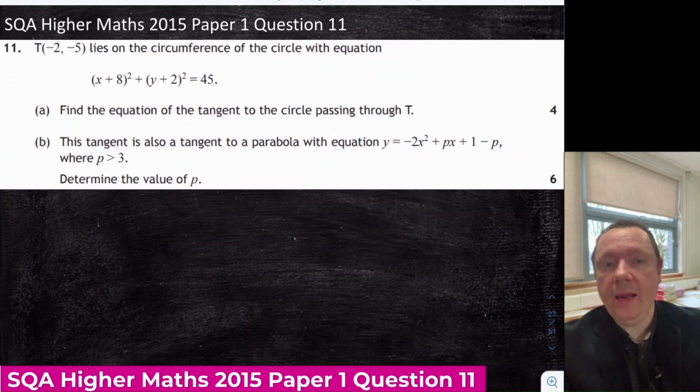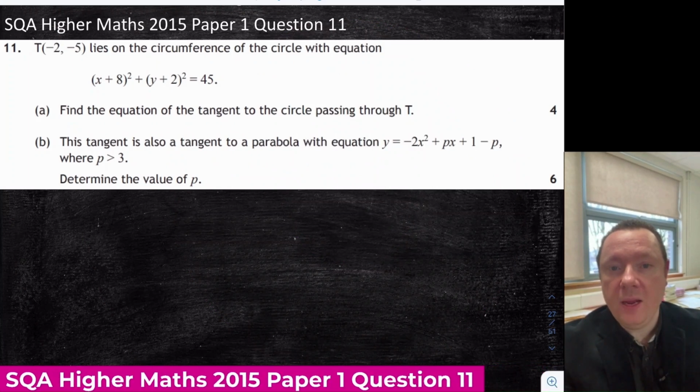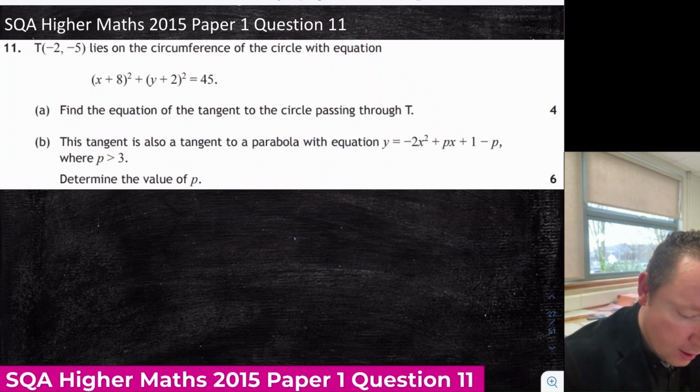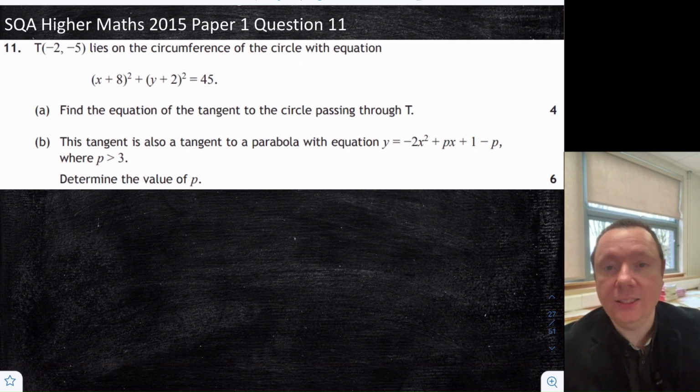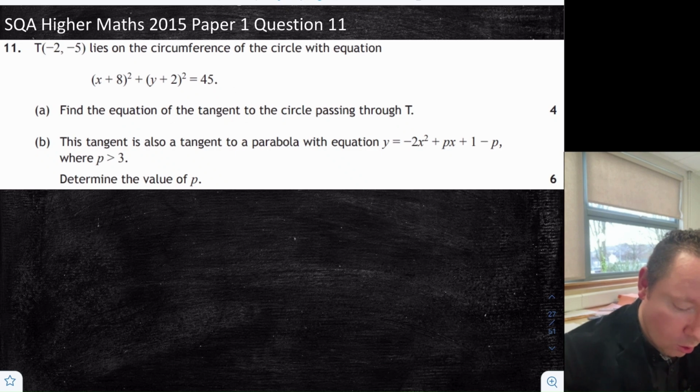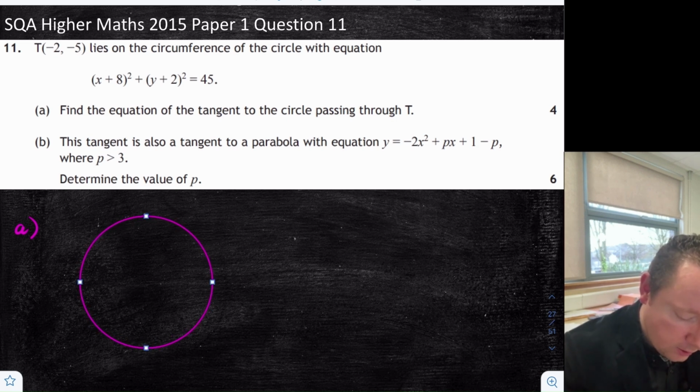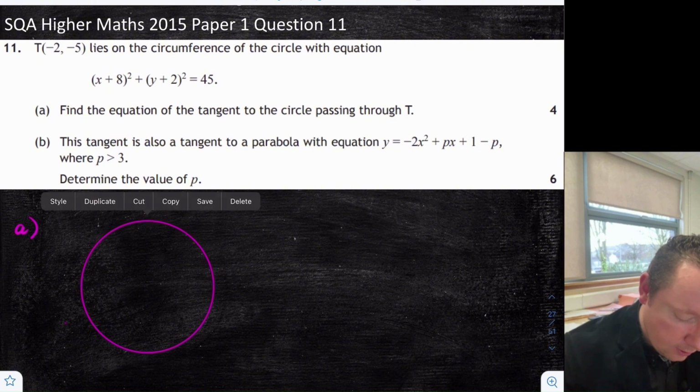Okay, SQA Higher Maths 2015, paper 1, question 11. T minus 2, minus 5 lies on the circumference of the circle with this equation. Find the equation of the tangent to the circle passing through T. So let's work out the equation of the tangent. If we draw a little picture, just to give us an idea of what's happening, let's say that T is here. And we'll call that minus 2, minus 5. And this is not an accurate picture.